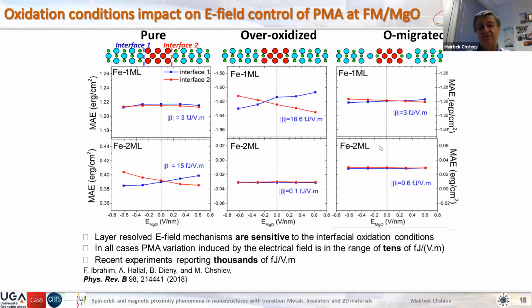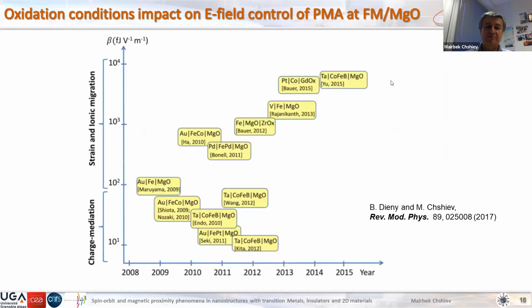So then we looked also, this was work Fatima Ibrahim was working on, at what is happening with the over-oxidized or oxygen migrated case when we put oxygen from magnesium oxide into iron. Well, in all cases, we didn't find actually much of an enhancement. However, if we look at the literature, I will actually show 2 works. There is a charge-mediated VCMA, which is giving you maybe 100, maybe a couple of hundreds of femtojoule per volt per meter.